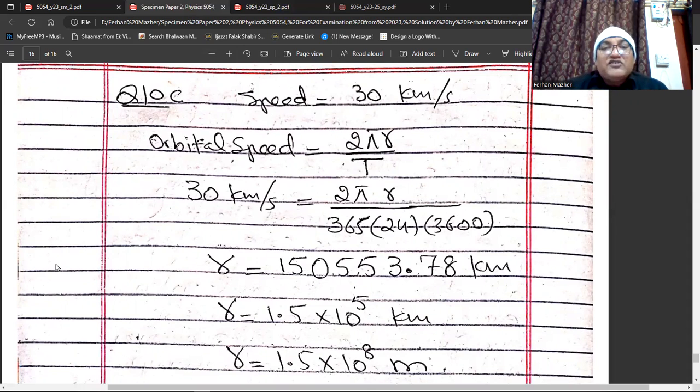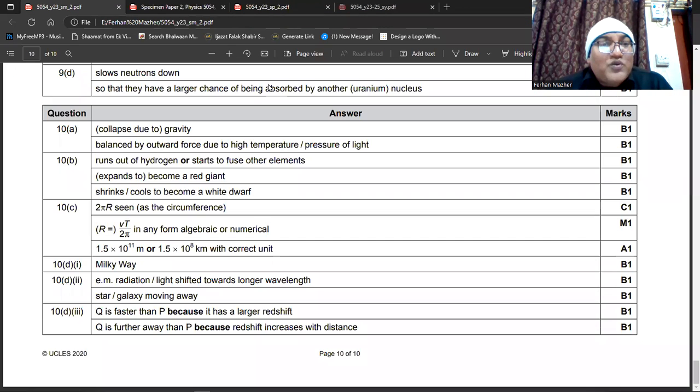So r will be equal to 30 multiplied by 365 multiplied by 24 multiplied by 3600, divided by 2 pi, and the answer will be 150,553.78 kilometers. So it will be 1.5 × 10^5 kilometers. And if you want the answer in meters, then you just multiply by 1000. So you will have 1.5 × 10^8 meters. So the radius of the orbit of the earth, or the distance between the earth and the sun, is 1.5 × 10^8 meters.